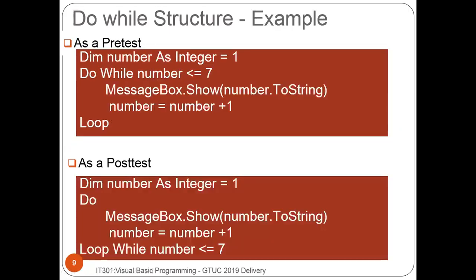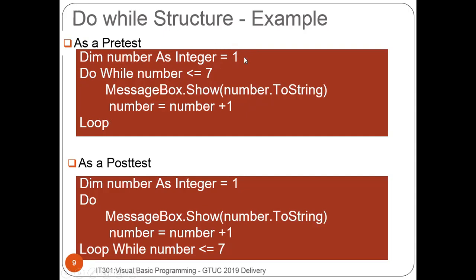All right, so we have here two examples solving the same problem. We want to count and display a series of numbers from 1 to 7, right? And then display these numbers on a message box, one after the other. So we create a variable here called number, of type integer, and then we would initialize it to 1.